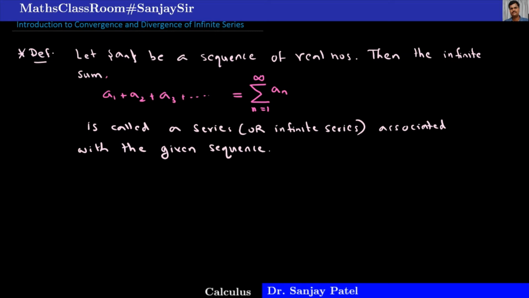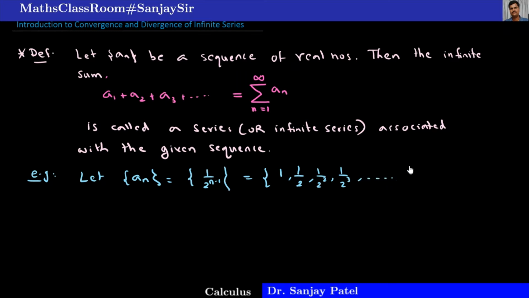For example, suppose we consider the sequence a_n equal to 1 upon 2 raised to n minus 1. You know what are the terms of this sequence? We can write it as 1 upon 2 raised to 1 minus 1. The first term is 1 upon 2 raised to 0, that is 1. The second term is 1 upon 2. Third term is 1 upon 2 square. Then 1 upon 2 cube and so on. So this is our a1, a2, a3, a4 and so on.